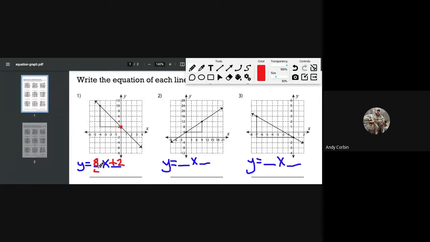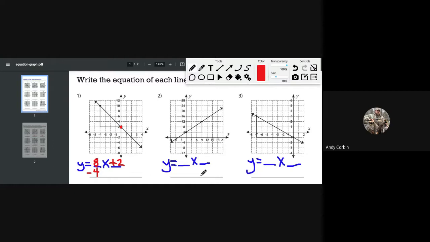Now, which direction did I go? I went left, didn't I? Is that a negative direction? Yeah. So that means it has to be a -4. Now, you can reduce that to -2 if you want, but this is the equation of this line. Again, in slope-intercept form, the y and the x never move. They stay the same. We just put in the unique slope and the unique y-intercept. That's the only thing that changes about these lines, the equations.